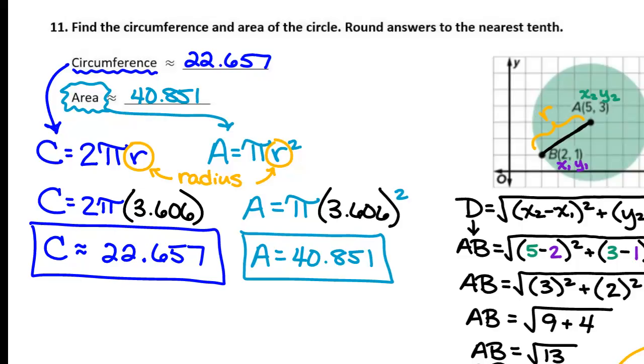Not necessarily. Angle CDA is this angle down here.